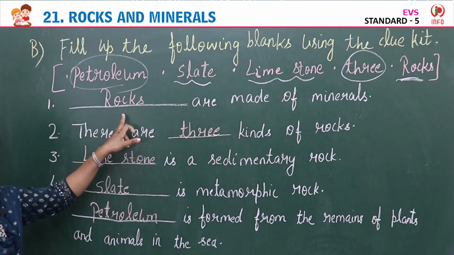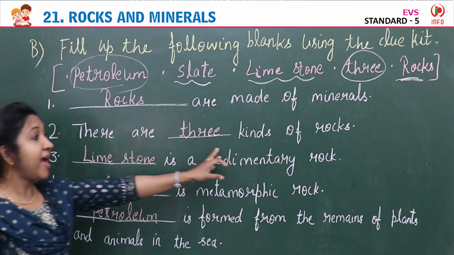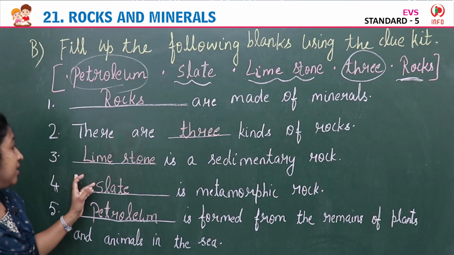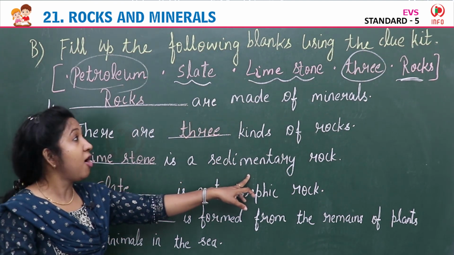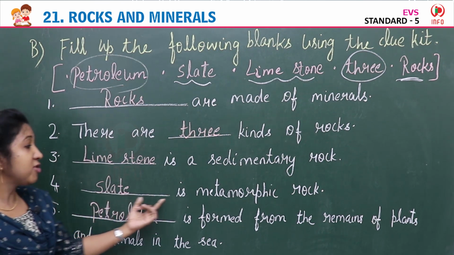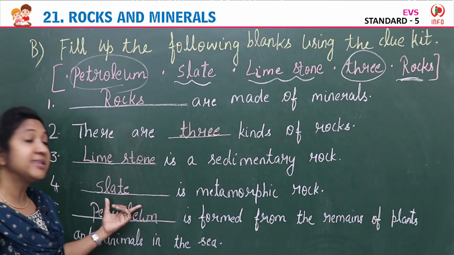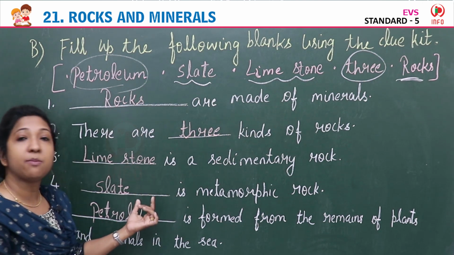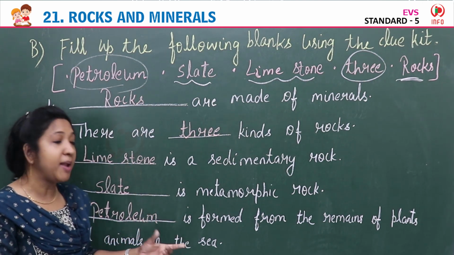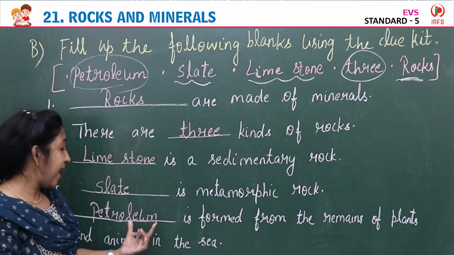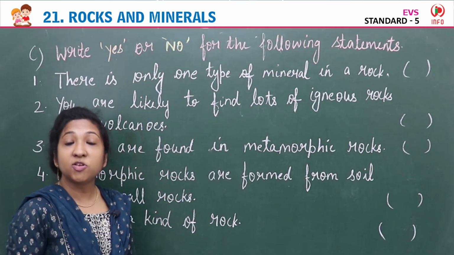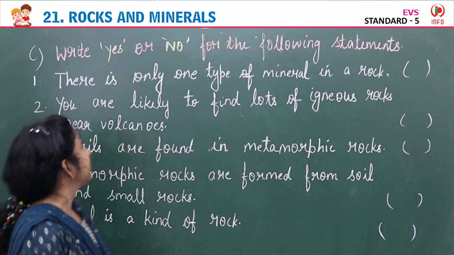So the first one is dash are made of minerals. Answer, rocks. Second, there are dash kinds of rocks. There are 3 kinds of rocks. Third, dash is a sedimentary rock. Limestone is a sedimentary rock. Fourth, dash is metamorphic rock. Answer, slate. Slate is an example of metamorphic rock. Last one, dash is formed from the remains of plants and animals in the sea. Answer, petroleum.